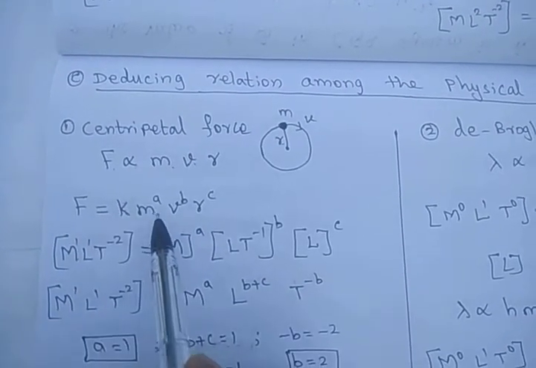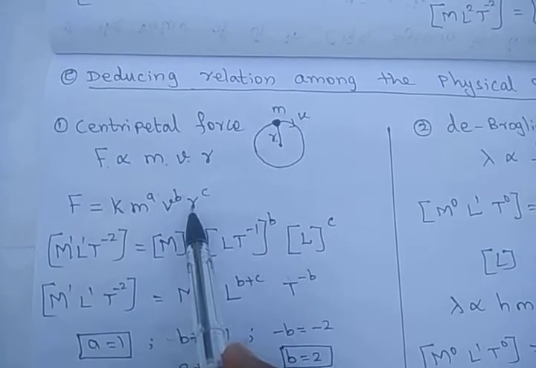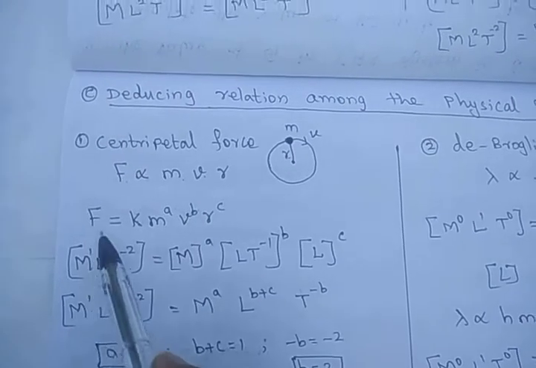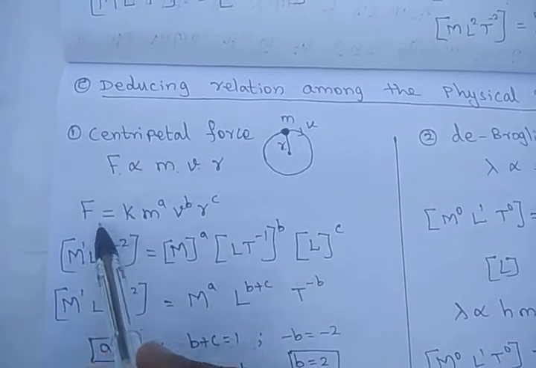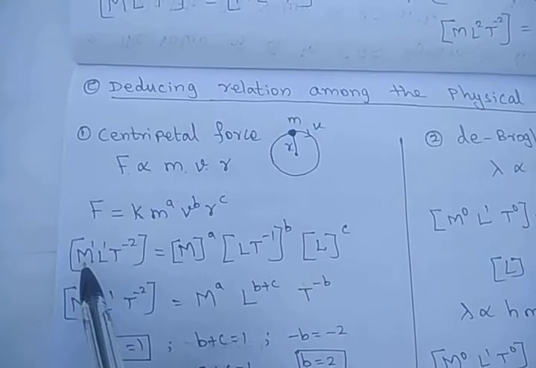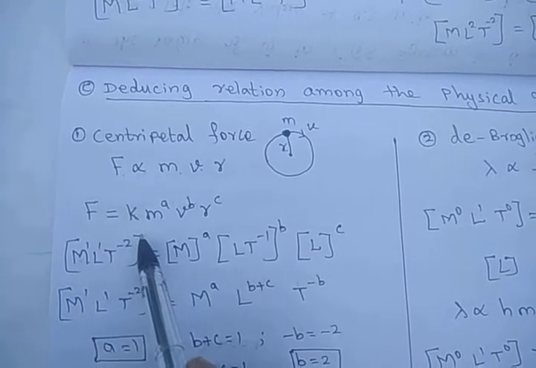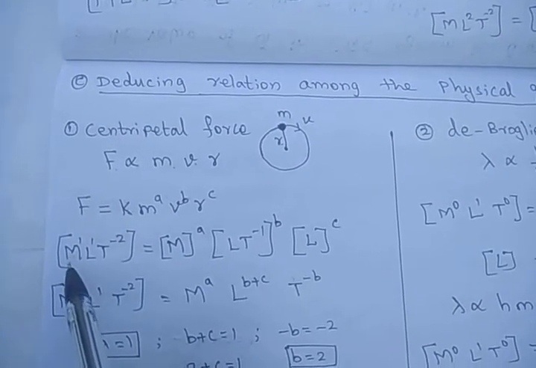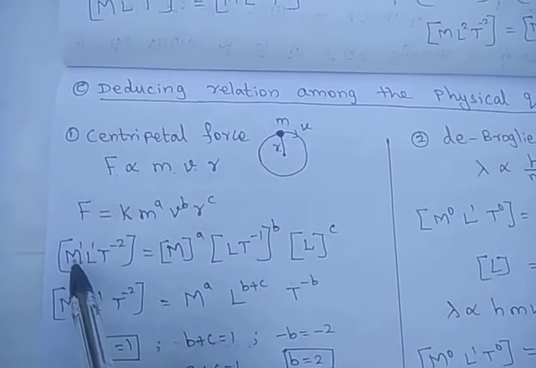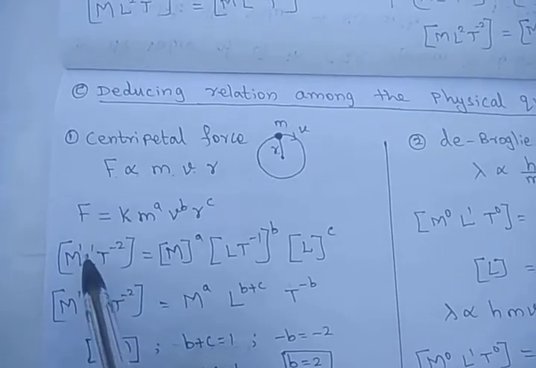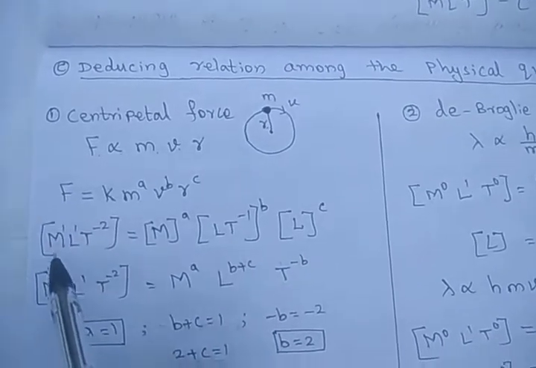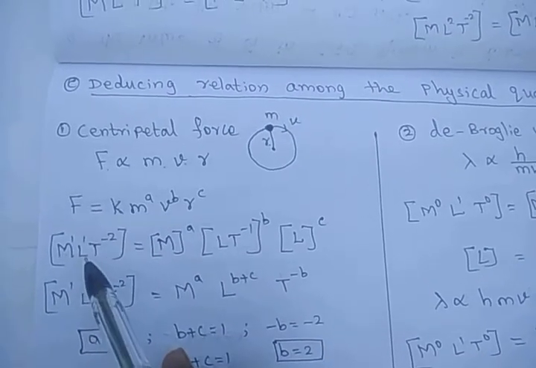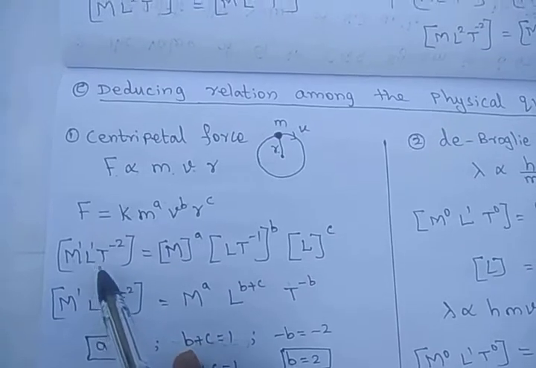So F is equal to k m^a v^b r^c, where m is mass, v is velocity, and r is radius. What is the dimensional formula for force? Yes, it is M L T^-2. If you have forgotten, it is very simple: force is equal to mass into acceleration, mass M, and acceleration L T^-2. So don't mug up the dimensional formulas. Just recall the definitions of the physical quantities, and it is easy to find the dimensional formula very quickly.